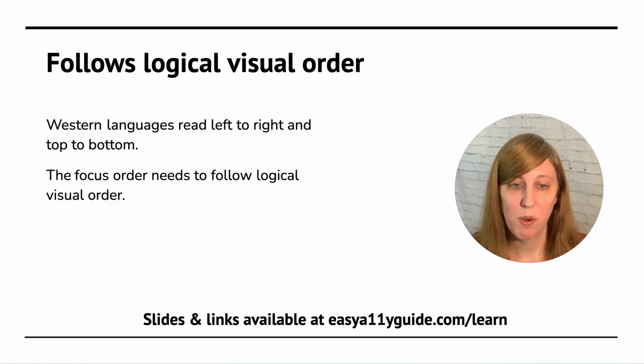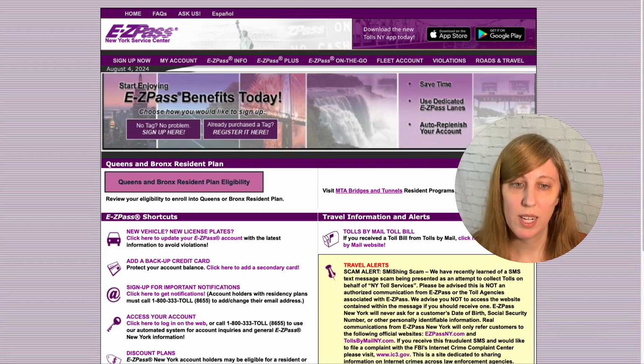The next thing we want to do is make sure that it follows a logical visual order. For Latin-based languages, that means left to right, top to bottom. Here we are on the E-ZPass website for New York. I can see that there is a very hard to read focus state in the top section.